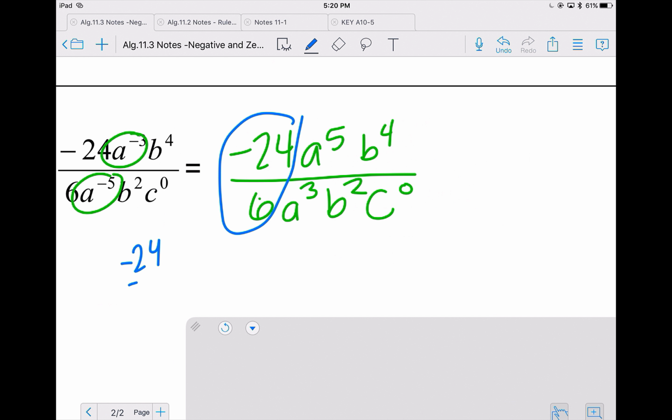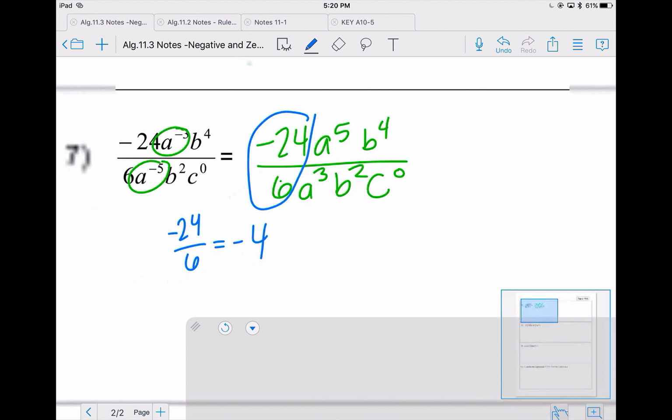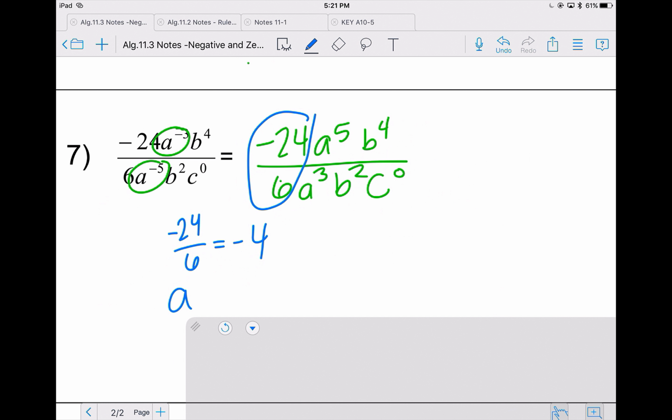Now with this, we're dividing, so we divide numbers like normal. 24 divided by 6 is negative 4. And we subtract, and remember when we subtract our exponents, we leave it where the bigger exponent is. So a has more on top once we got rid of our negatives. It does still have more on top here, it's just weird for us to think about, so that's why it's easier if you flip them.